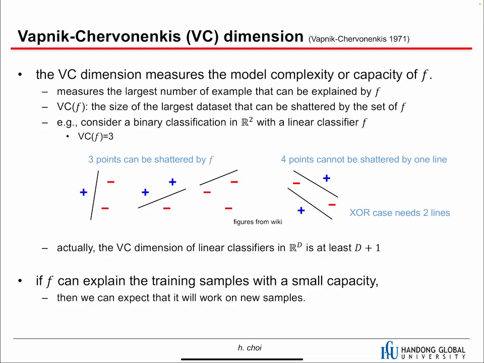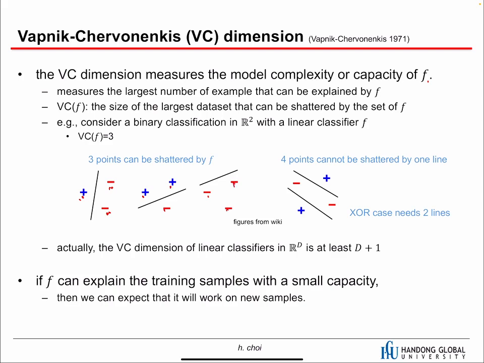To answer that question, we're going to introduce VC dimension first. The VC dimension measures the model complexity of F, and it measures the largest number of examples that can be explained by F. Let's take some examples. When we have 3 points, no matter how these samples are classified, the linear classifier can separate them, one way or another. So we can separate the 3 samples.